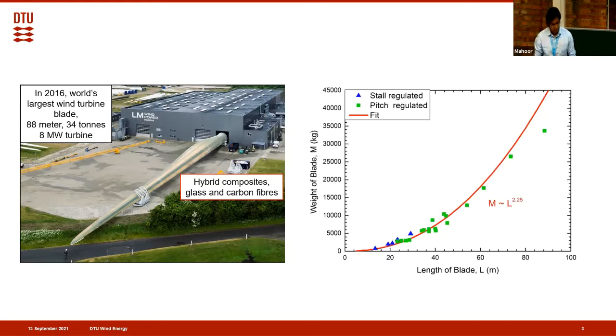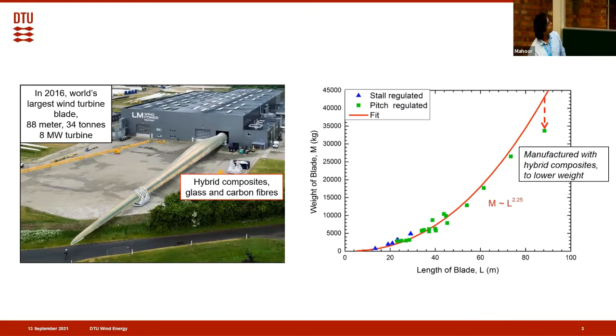And what it did actually, if you see the graph on the right, is plot the length of the blade versus the weight of the blade. As you can see, this red curve here is a fit. With this 88 meter length, it should come somewhere here across the red line, but actually it falls here. So because of this hybrid technology, the weight of the blade was lower than the expected weight it should have had.